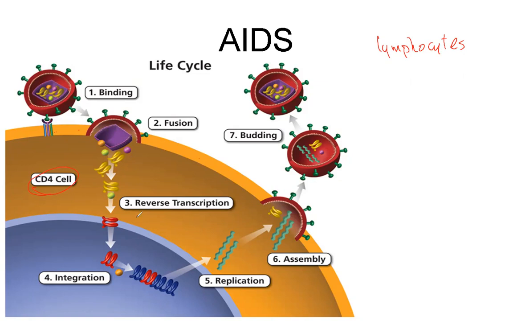Once it is inside, there's an enzyme called reverse transcriptase. This reverse transcriptase changes the RNA of the virus to DNA. Right? What's the genetic material? It's RNA. But this enzyme will convert RNA to DNA. And there's another enzyme, integrase. Integrase will add the viral DNA to the human DNA. The blue color is the human DNA.